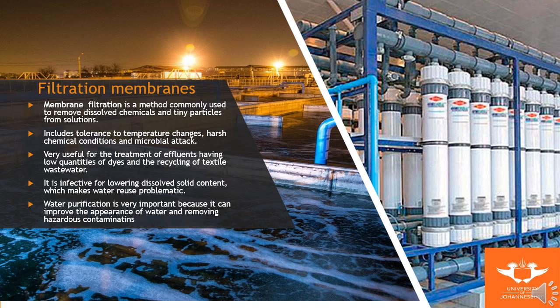Membrane filtration is a method commonly used to remove dissolved chemicals and tiny particles from solutions, and can also separate and concentrate colors from effluents on a continual basis. The method's characteristics include tolerance to temperature changes, harsh chemical conditions, and microbial death, and it is very useful for the treatment of effluents having low quantities of dyes and the recycling of textile wastewater. But the method is quite ineffective for lowering dissolved solid content, which makes water reuse problematic.